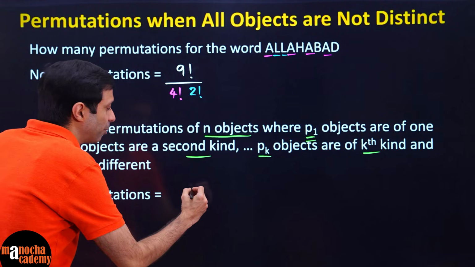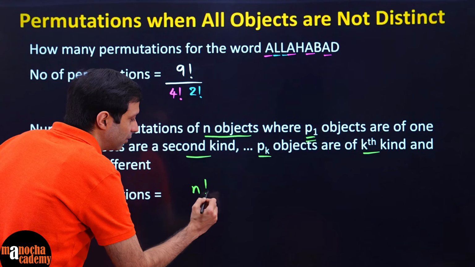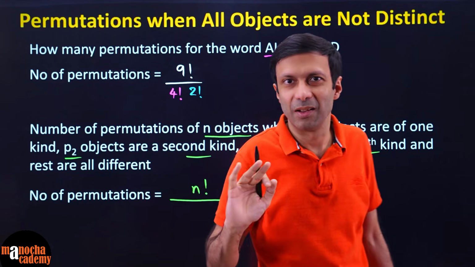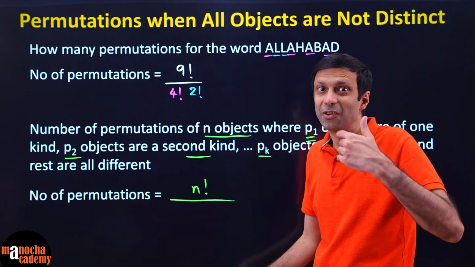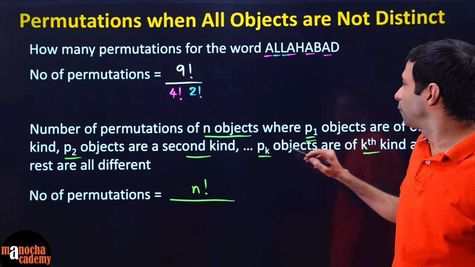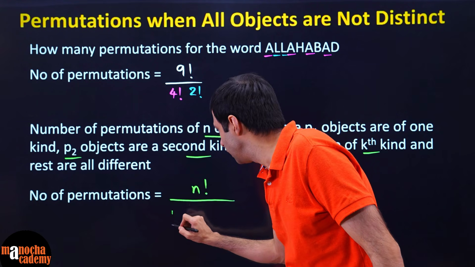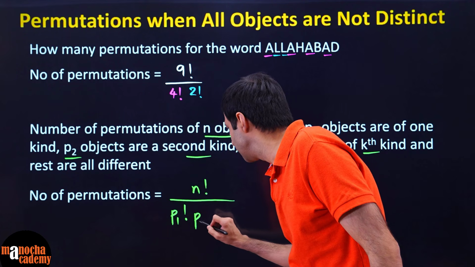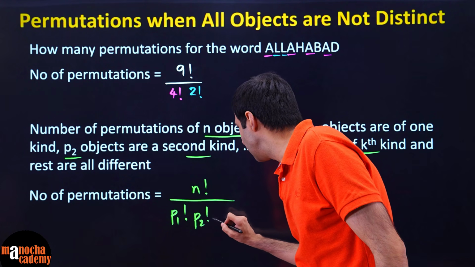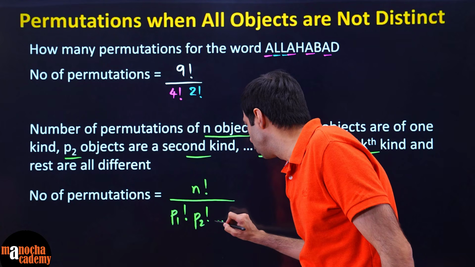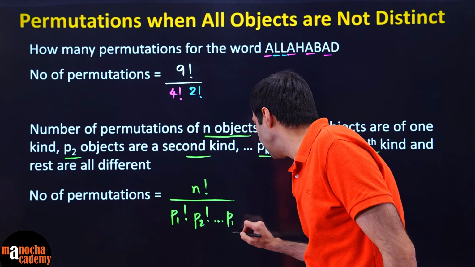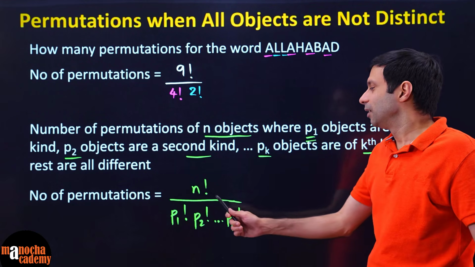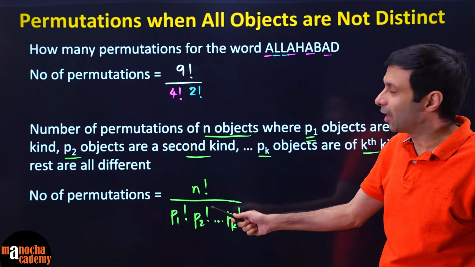So then the number of permutations will be n factorial, because we always start with the assumption that everyone is different. But now we start dividing by the repetitions, right? Since you have p1 objects which are repeated, I'll do p1 factorial. Then I have p2 objects repeated, p2 factorial, and so on till we go to pk factorial. So note this important formula, and you can see that's how we did it in Allahabad, right?